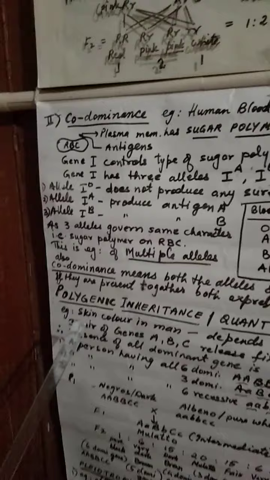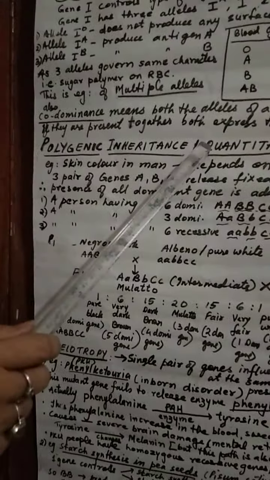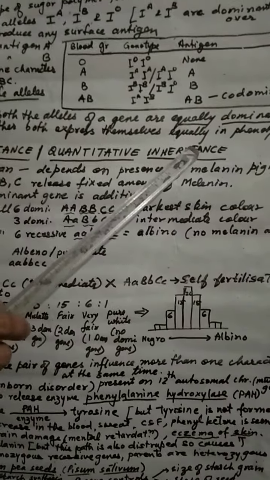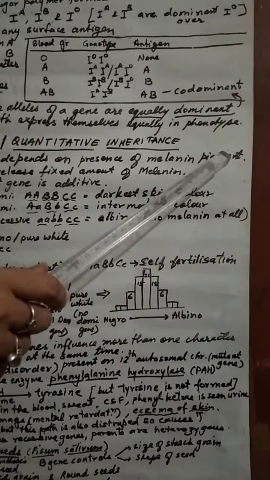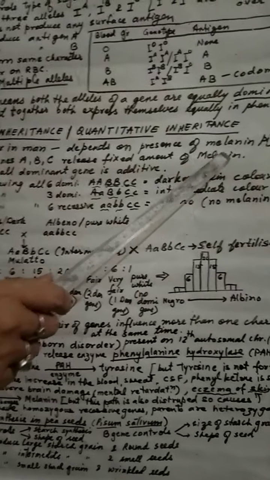The next topic is polygenic inheritance. It is also called quantitative inheritance. This will be explained by the skin color of human beings. We know that the color depends on the presence of the melanin pigment which is present in the skin. Three pairs of genes are present, that is gene A, gene B, gene C. These three genes individually release a fixed amount of melanin pigment.